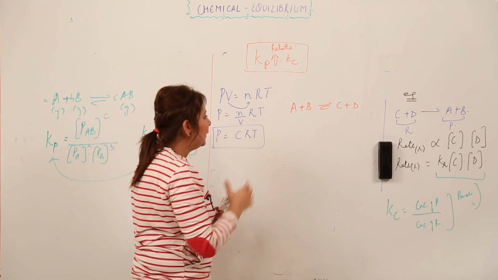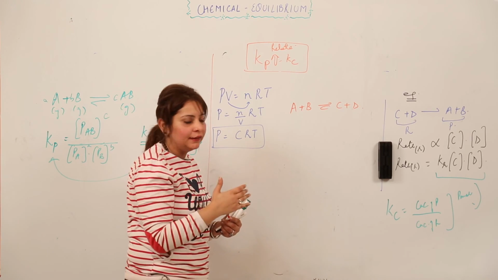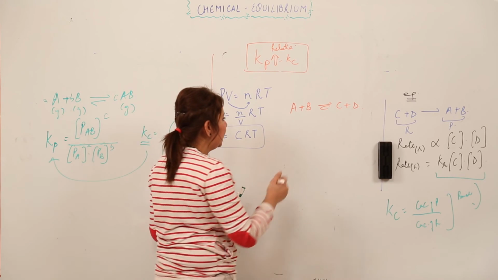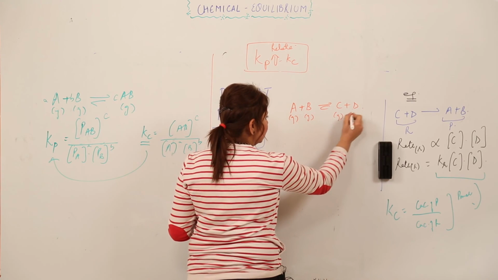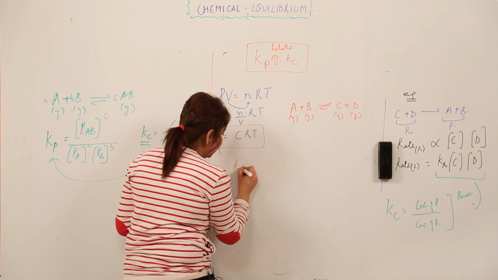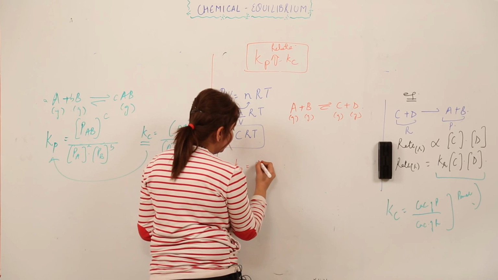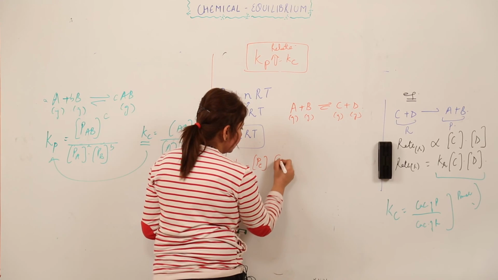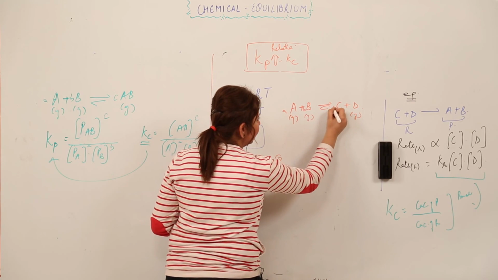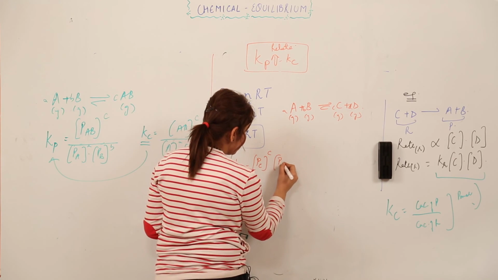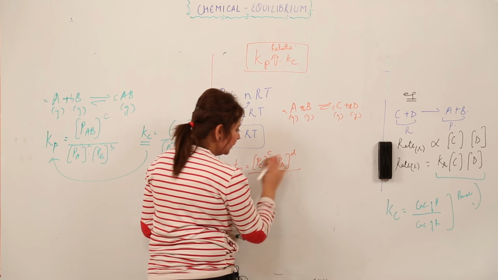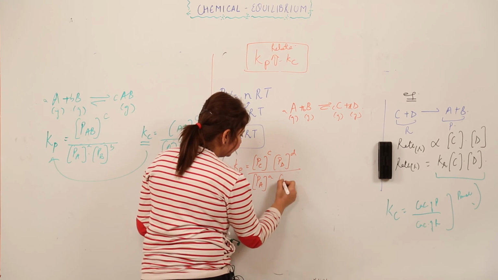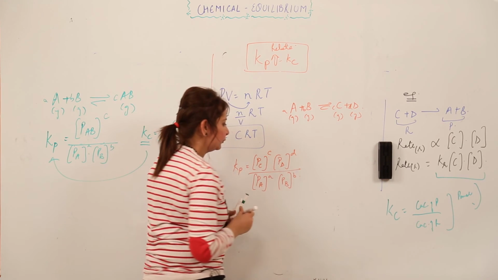Right. Now I'm going to write the expression in terms of Kp first. They all are gaseous components, and I'm writing the expression in terms of Kp. So what I'll be writing is the partial pressure of C, partial pressure of D, and we are also considering the moles. So I'm writing in terms of the partial pressures raised to their moles, products divided by the reactants. This we have done, right?